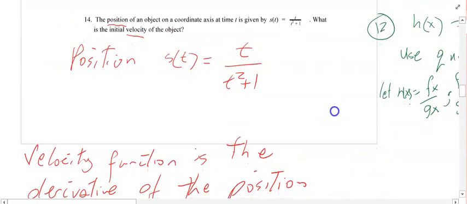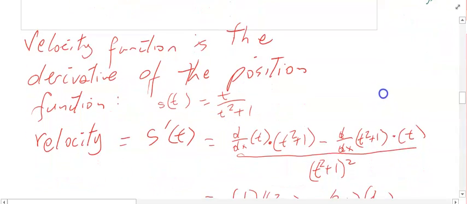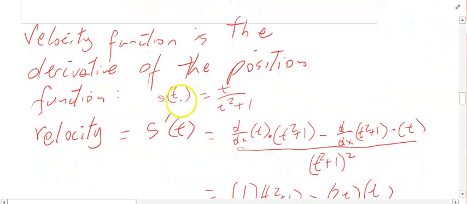Let's do an application question. The position of an object on a coordinate axis at the time t is given by s of t is equal to t over t squared plus 1. What is the initial velocity of the object? So a position function, we know s of t is equal to t over t squared plus 1. The velocity function, we know, is the derivative of the position function.